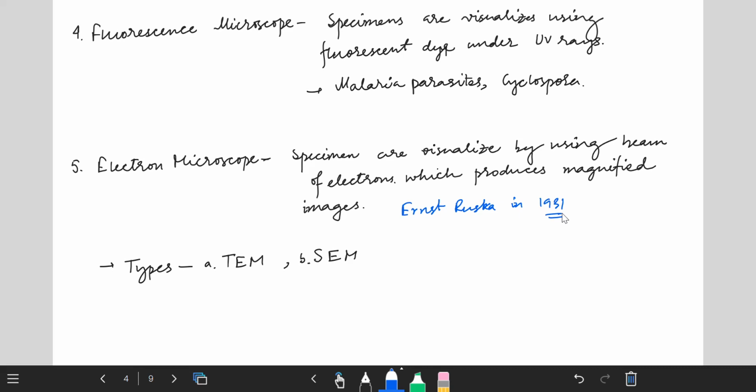Electron microscopes are of two types, TEM and SEM. TEM is transmission electron microscope, SEM is scanning electron microscope. TEM has a resolution power of 0.5 nanometer, SEM has a resolution power of 7 nanometer. TEM always shows a 2D view, SEM shows a 3D view. Internal structures are studied under TEM, and in SEM surface structures are studied.